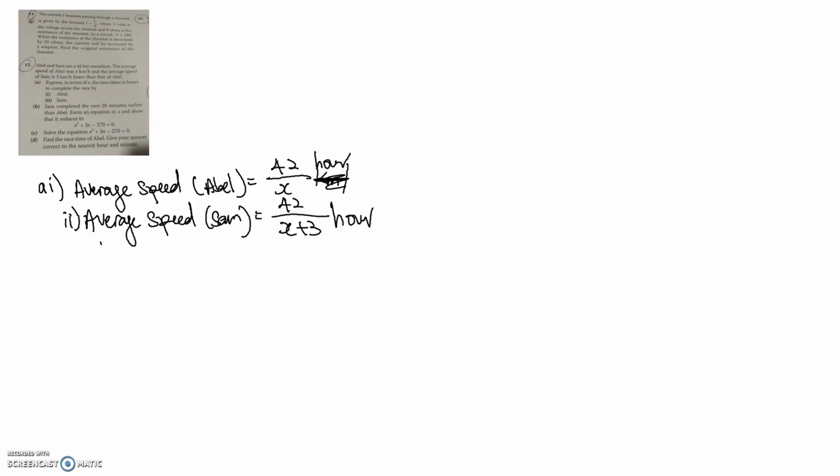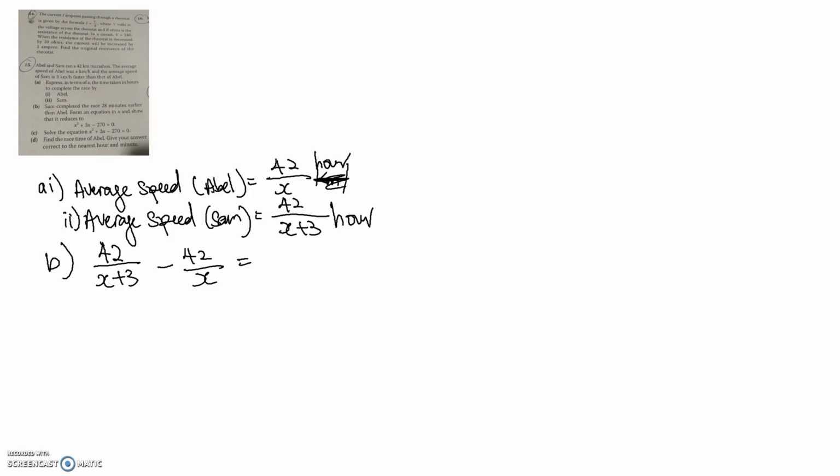So easy does it. Now next one, for part B, Sam completed the race 28 minutes earlier than Abel. Form the equation in x. Okay, so Sam was obviously the faster one. So we want to express it: this is the time taken for Sam to complete the race, minus 42 over x, which is the time taken for Abel to finish the race.